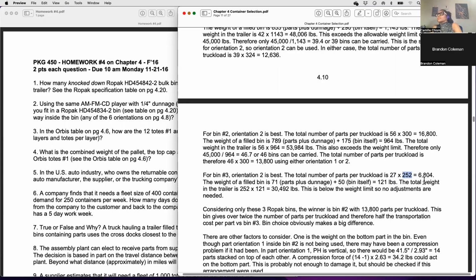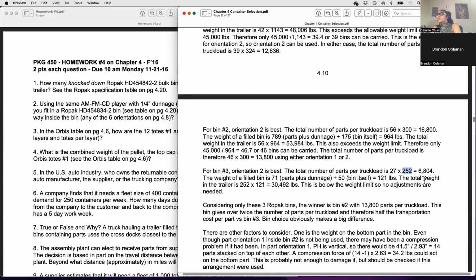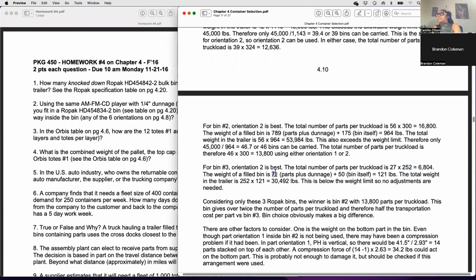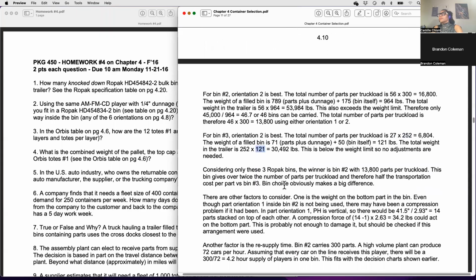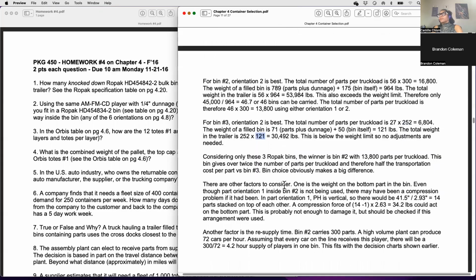to get 6,804 parts per truck. Okay, so you know that your bin weight is 71 pounds for parts and dunnage, plus another 50 pounds for the bin itself. So it's 121 pounds. So you're going to take your 252 times the 121 pounds to get 30,000 pounds per trailer. So you're below the weight limit on that one. You're not going to get as many parts with this one. It's under the weight limit, so you're good with that.